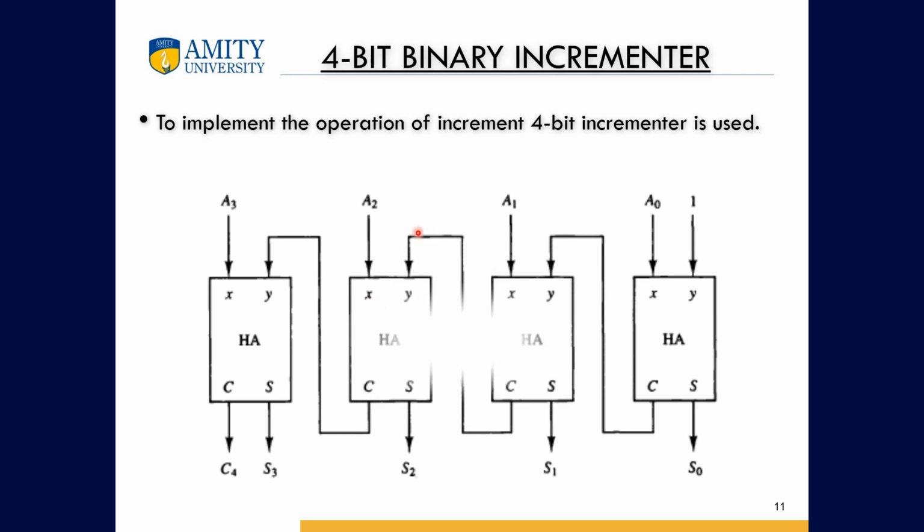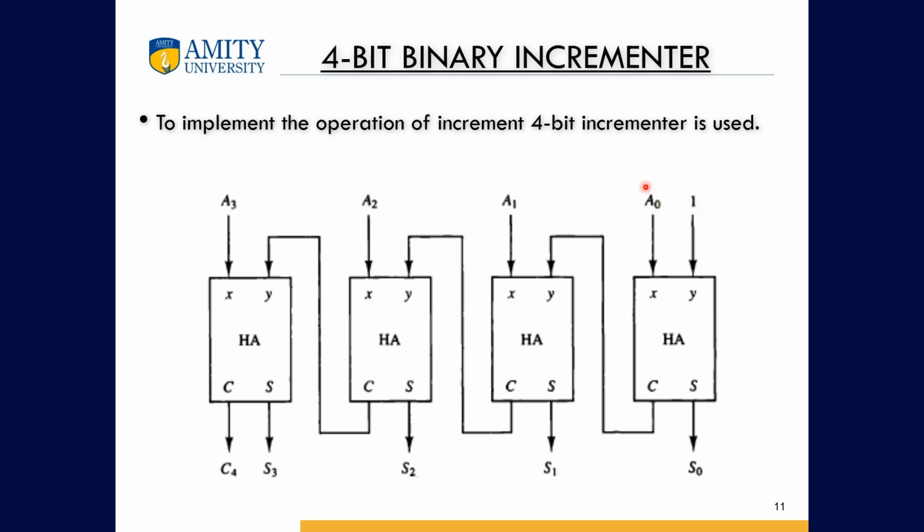A 4-bit binary incrementer is implemented using 4 half adders. So we have the first half adder, where we give the A0 bit, A1 in the second, A2 and A3. The carry bit out of the first half adder is sent as input into the second. The output of here is sent to the third, and so on. We get some outputs, and our input, the carry in, is used as 1 to increment the value.